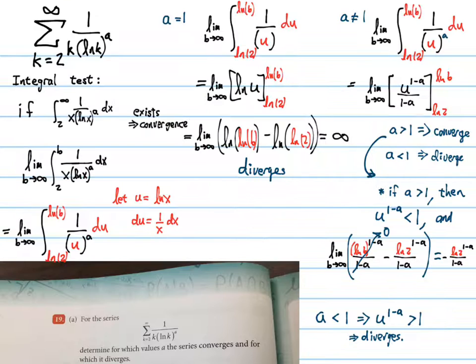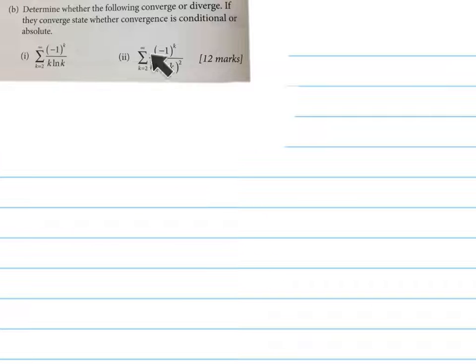So in the previous video, we explored and concluded that this series, shown up in the upper left-hand corner, will converge if A is bigger than 1. And that is going to be the key to handling these alternating series that are very similar in nature.